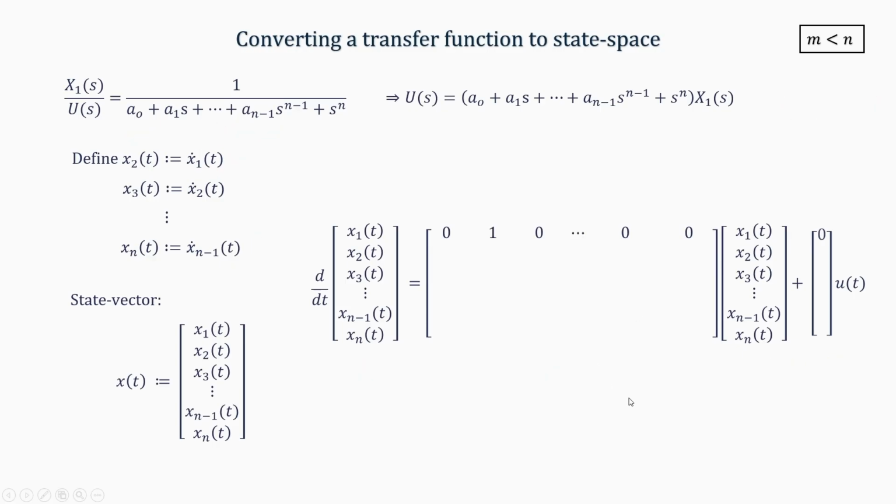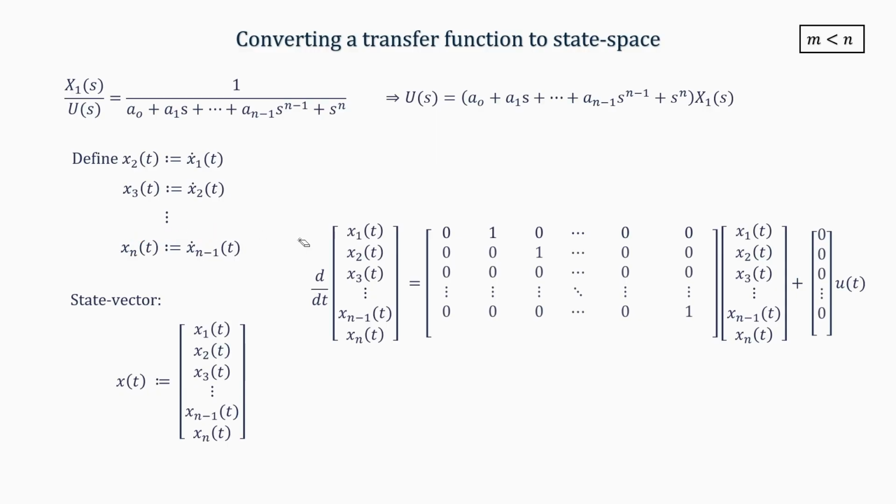So I think you should now understand what will be the second equation. The second equation is 0 0 1, and the rest of it will be 0, because x2 dot is equal to x3, and so on. I can keep on doing this till x_{n-1}(t), because x_{n-1}(t) is equal to x_{n-2}(t) dot, right.